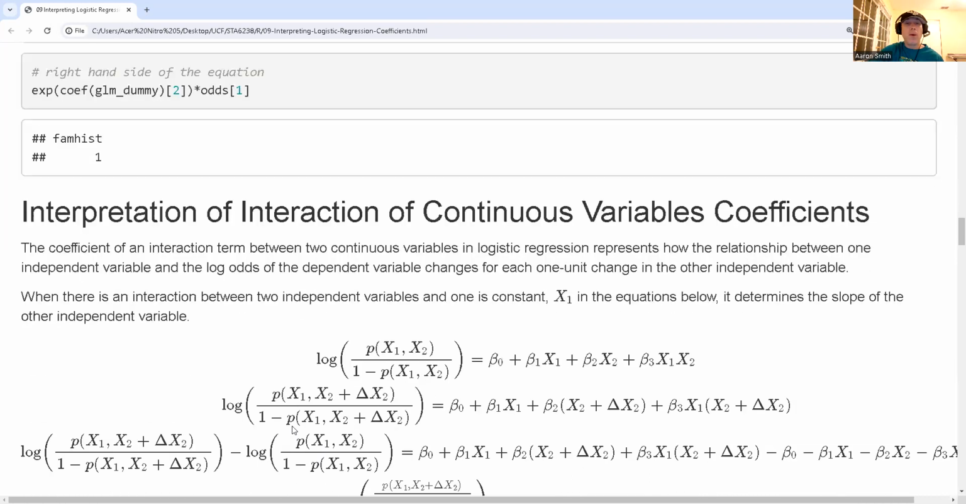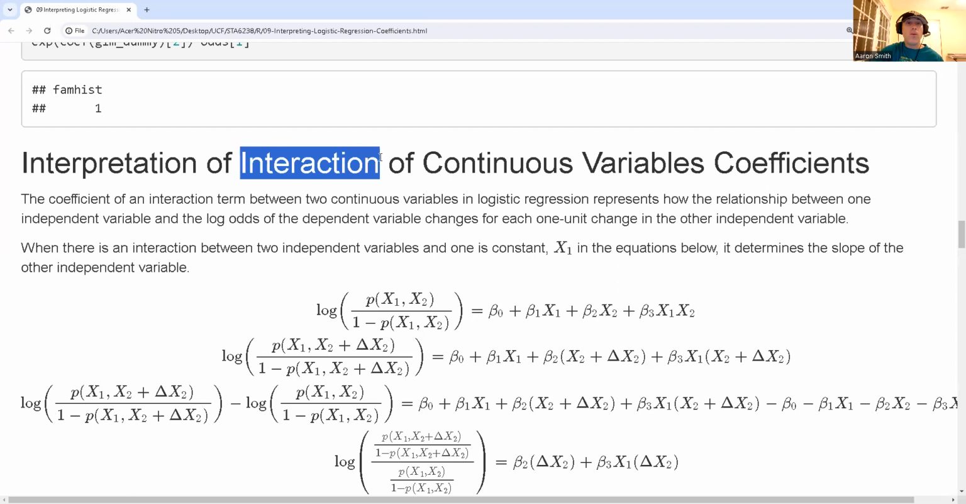All right, so now let's think about an interaction term. We can interpret an interaction this way: when one predictor variable is fixed in the interaction, its coefficient changes with the value of the other one. So if a predictor variable is fixed and has an interaction, then its coefficient changes depending on the other predictor variable's value.